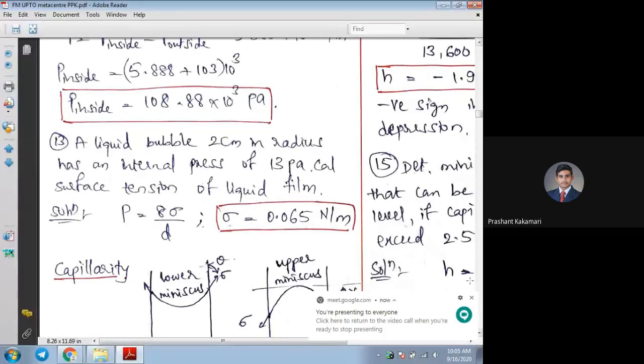I'll just read the question here. You can also just observe. A liquid bubble 2 cm in radius. Okay, so convert that into diameter. A liquid bubble 2 cm in radius has an internal pressure of 13 Pascal. Calculate the surface tension of the liquid film. Now go back to the bubble equation. What should be used? That equation is given by P equal to 8 sigma by D.